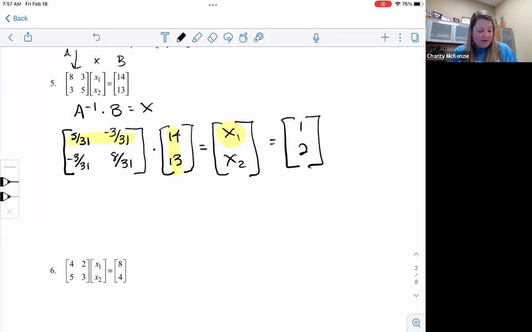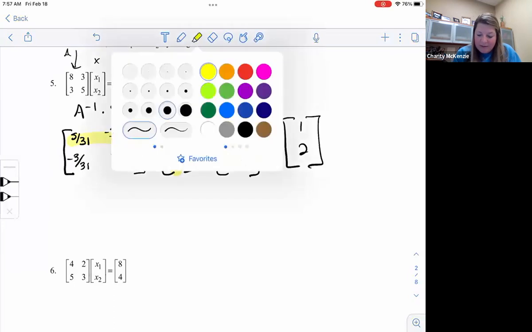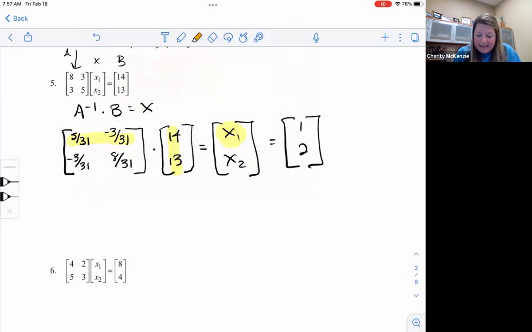And we can do that on our calculator. So it'd be 5 divided by 31 times 14, and add that to -3/31 times 13. Ooh, that's ugly. But that gets me that same value right here of the 1. So I did this one times this one, add this one times this one, and got just that number here.